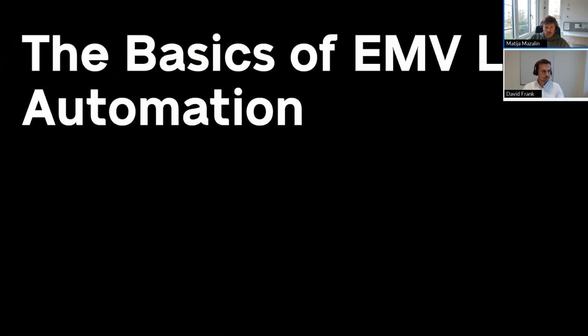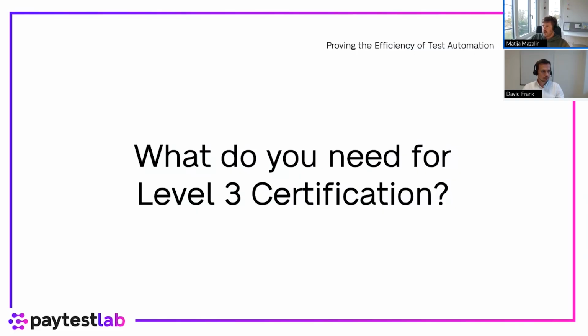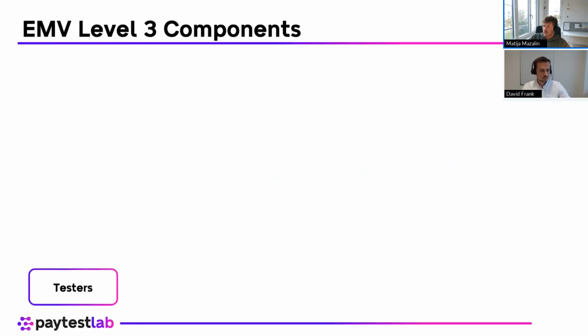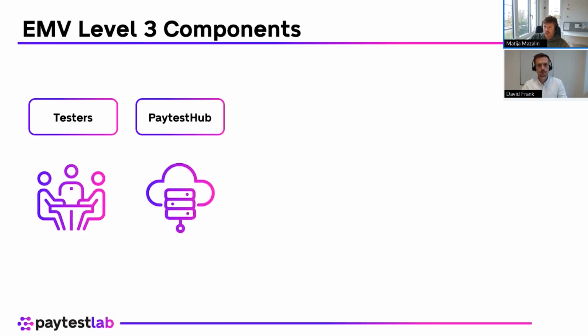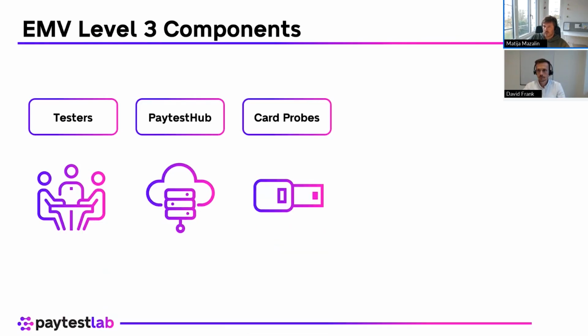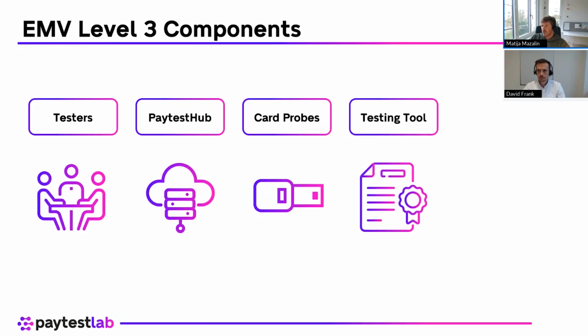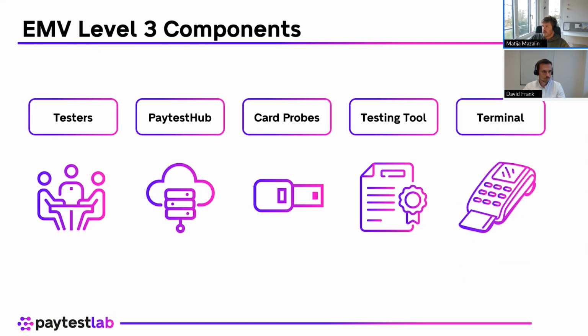As the agenda was already set by David, I would like to go on and maybe start with asking what do you actually need for the Level 3 certification. So what do you do in case you need to do a Level 3 certification? The answer is you need a few components. One is you need tester or testers that can execute this. You need a PaytestHub that can show you the first results. You need the card probes, and of course you need a testing tool that can at the end verify the results in completeness. And then you need the targeting terminal.